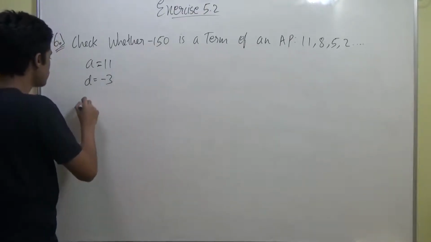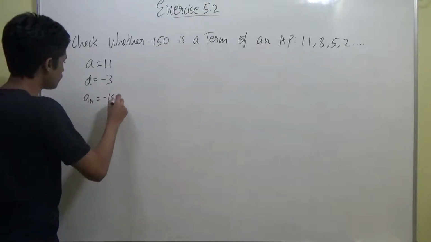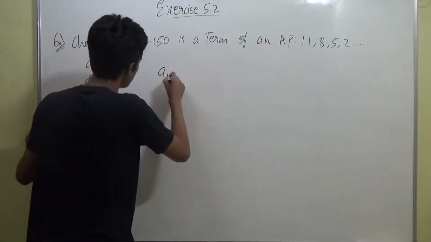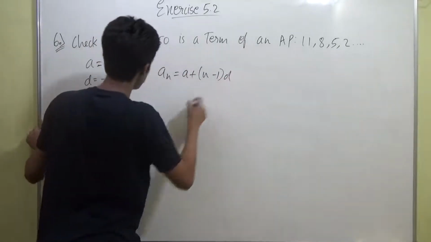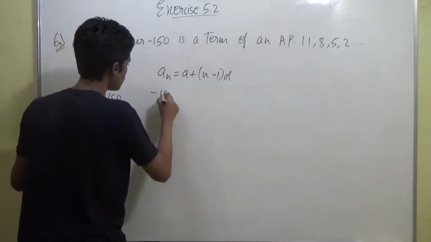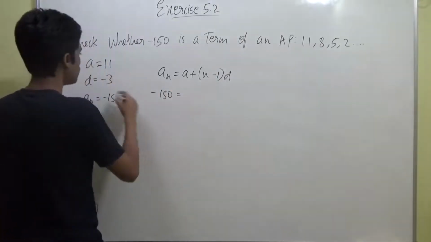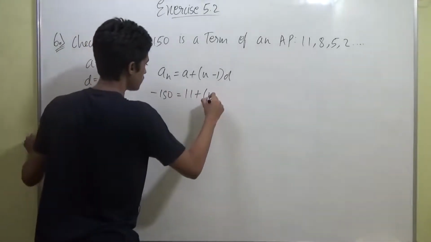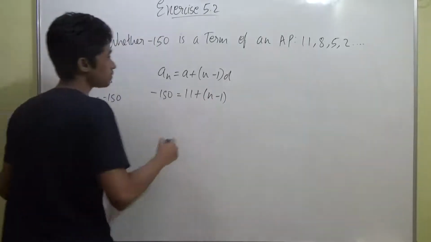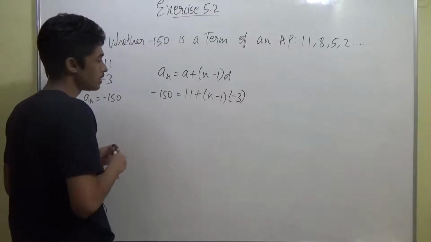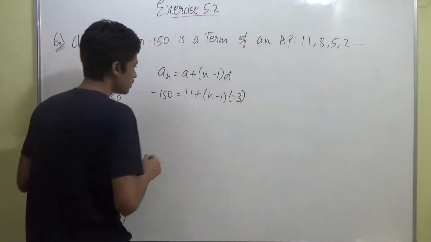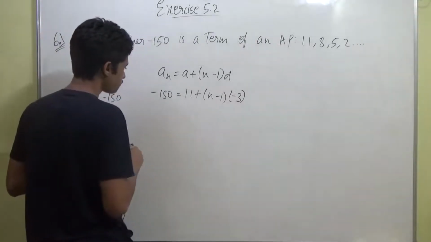So we'll take A of n as minus 150. So A of n equals A plus n minus 1 into D, right? So A of n equals minus 150 equals A, which is 11, plus n minus 1 into D, which is minus 3. Done. Now we'll find the value of n. Now I'll start expanding this, guys.